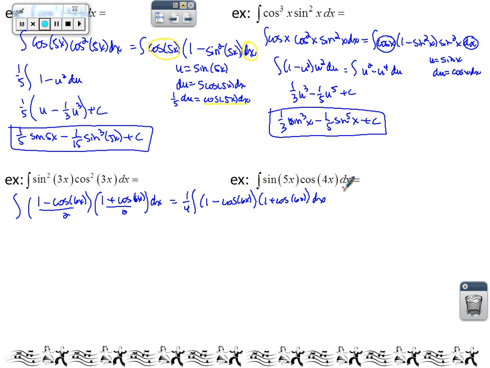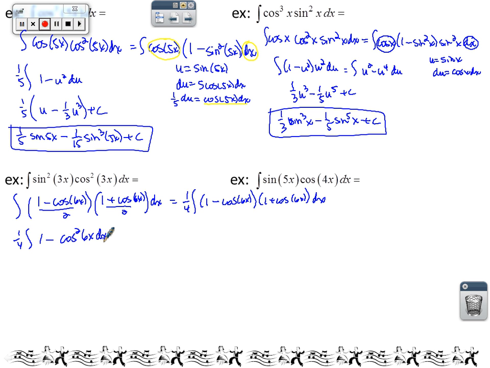Nicely enough, when I FOIL those, since they are opposites, one minus cosine, one plus cosine, the outside inside go away. That's kind of nice. And I'm just left with 1/4 integral of 1 minus cosine squared 6x dx.